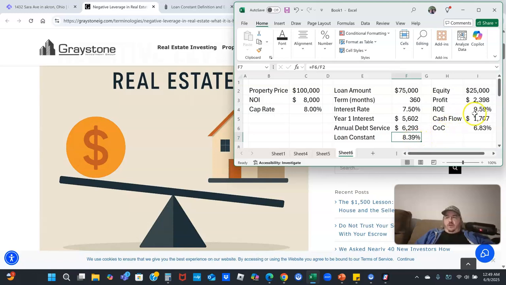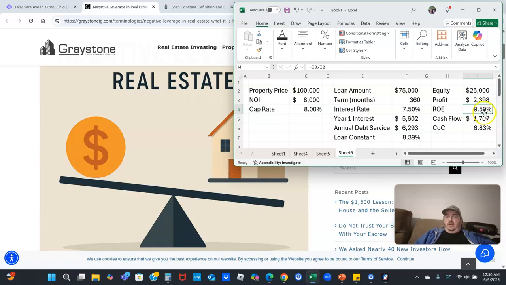And so let's go over here and look at what happens to our investment. If we were ignoring the loan constant, we're just thinking about interest. We put $25,000 of equity into the property, the 100,000 minus the 75. Remember, we're doing really simple math here, right? And so our profit, and you can see I'm taking my NOI minus my year one interest, and I just get my profit right there, $2,398. My return on equity in that situation is 9.59%, right? That's just this number divided by this number, the profit divided by our equity.